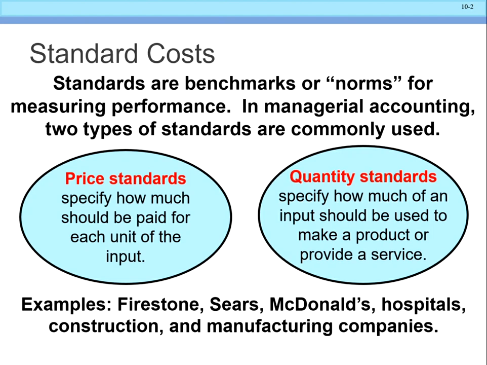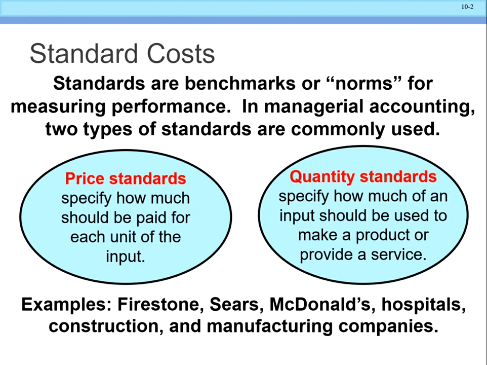Okay, so we are saying standards are just benchmarks for measuring performance. And when we are doing management accounting, there are two standards that we commonly use, which are the price standard and the quantity standard. So you can see here we can talk about all the inputs of production. For us to come up with a unit cost, we will have the price per unit of that input times the quantity of units that are used.